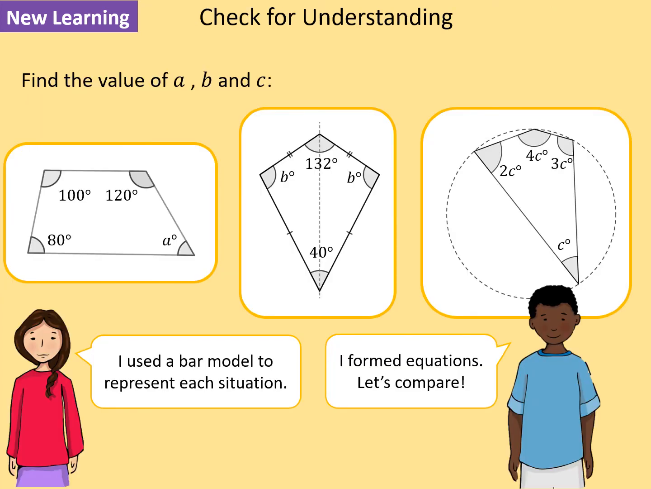To put this into practice, we're going to go through 3 examples together. In this, we are required to find the value of A, B, and C, which have been labelled in each of these diagrams. We have a girl at the bottom left saying that she uses bar models to represent each situation, and we have a young boy in the bottom right saying that he formed equations. We are going to go through both of these methods, and you can choose for yourself what is easier to find the missing values of A, B, and C.